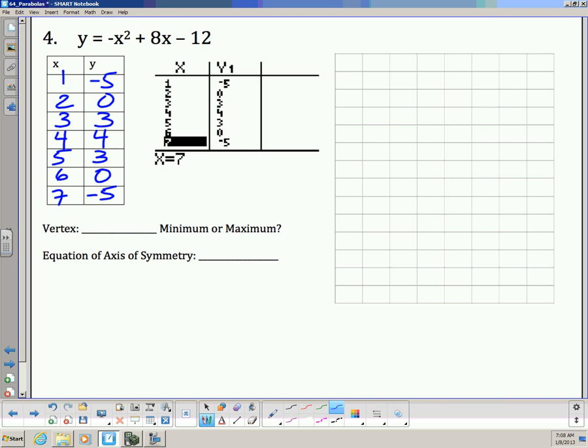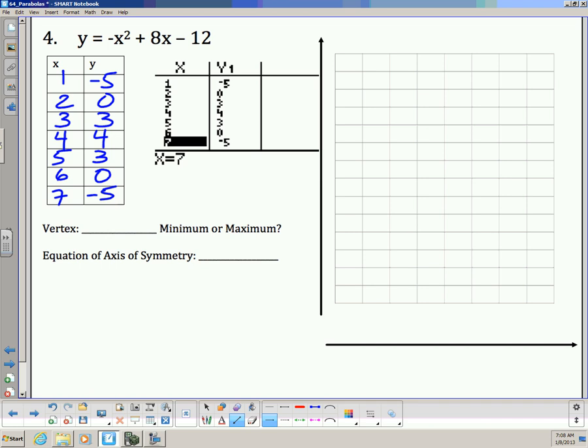Now, I didn't give you an axis on your graph. Notice in the other problems, I gave you the axes. So here's an x-axis, here's a y-axis. And my question is, where should we put them? Now, if you notice, I need room from 1 to 7. So I need lots of positive room.